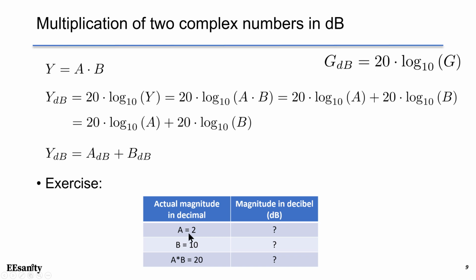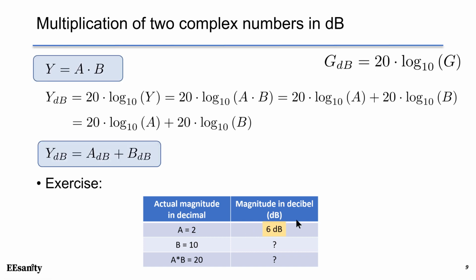So we have a in decimal, which is 2. From previous slides, we know that it equals 6 dB. We have b in decimal equals 20 dB. So y equals a times b, which is 20. So now we want to convert 20 in decimal into dB. Based on this equation, that simply becomes a in dB plus b in dB. There will be 6 plus 20 equals 26 dB.